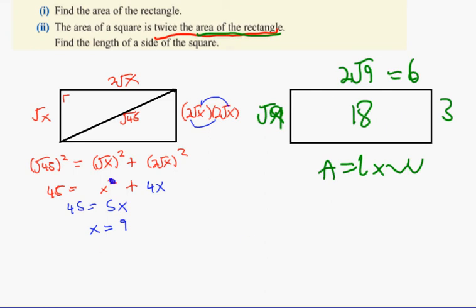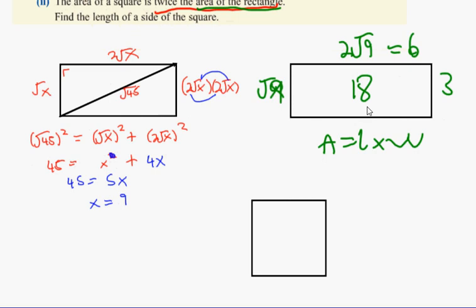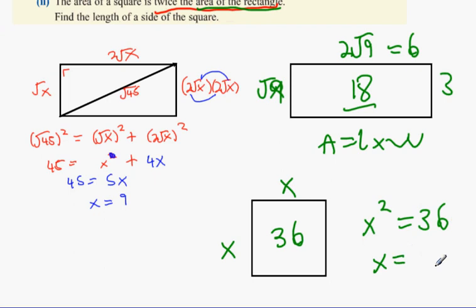Now, we know that the square we're talking about is twice as big as this rectangle. So what is that area twice as big as 18? 36. And what makes a square a square? The lengths are the same. So the area of the square is x multiplied by x, which is x squared. X squared equals 36. This means x equals 6. You have to have a length of 6 to make it double the size of the rectangle. Any questions about that last one?